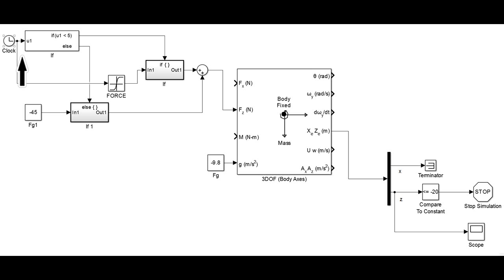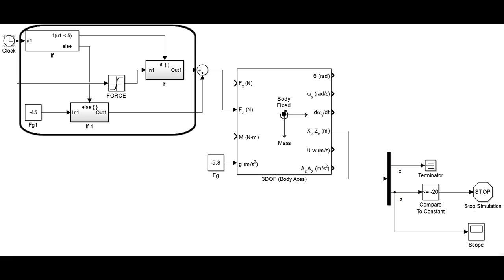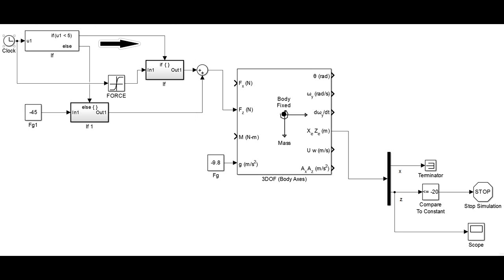So the clock here outputs the value of time, and is needed for input into this if statement. The if block states that if time, or U1, is less than 5, perform this action in the if action block next to it, else perform the action in the second if action block, which is below.